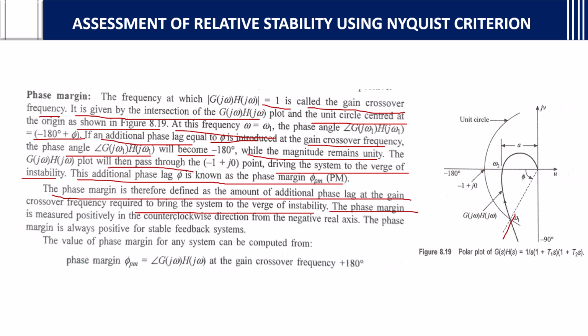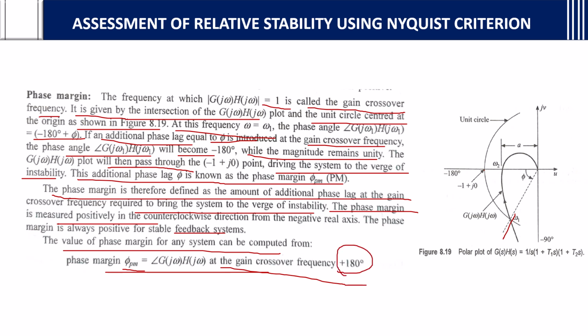The phase margin is measured positively in the counterclockwise direction from the negative real axis. The phase margin is always positive for stable feedback systems. The value of phase margin for any system can be computed as the angle of G(j omega) H(j omega) at the gain crossover frequency, which is equal to phi_PM, plus 180 degrees. If you do this, you will get the phase margin.